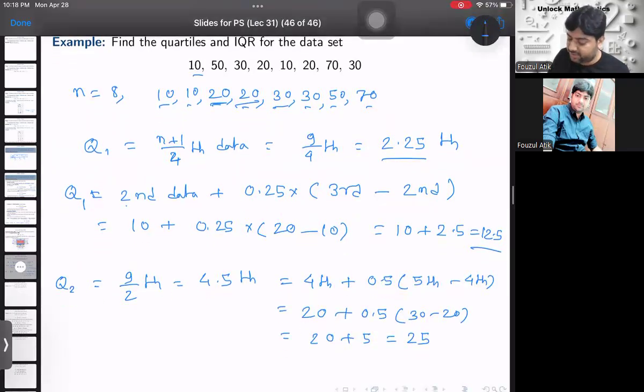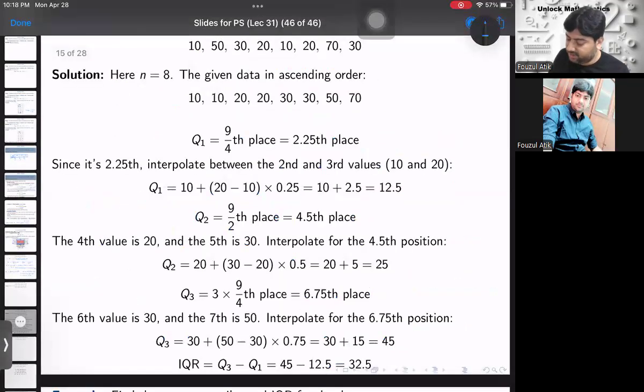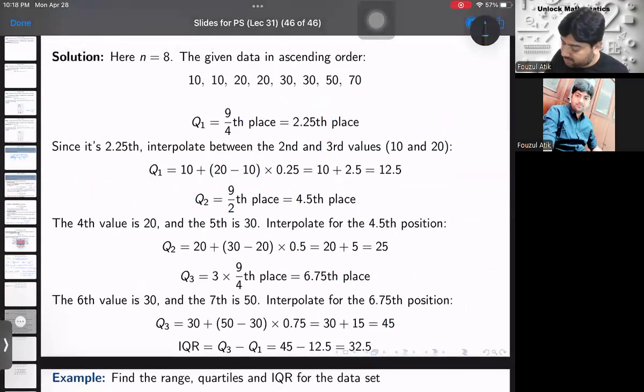So 25 is the Q2 value, right? In the same way, if you calculate Q3, what was the Q3 formula?